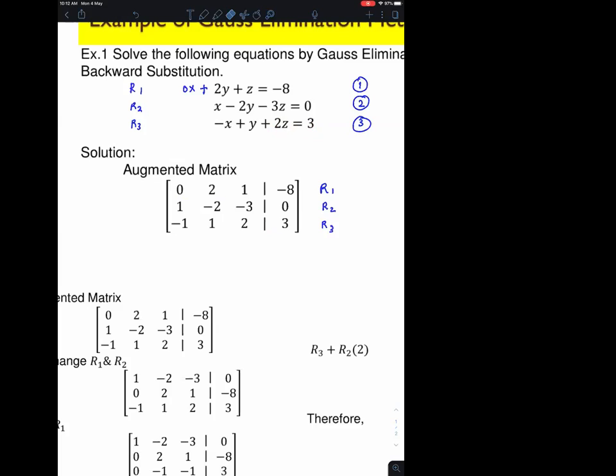Yes, sir. Can you see the laser pointer? Good, sir.